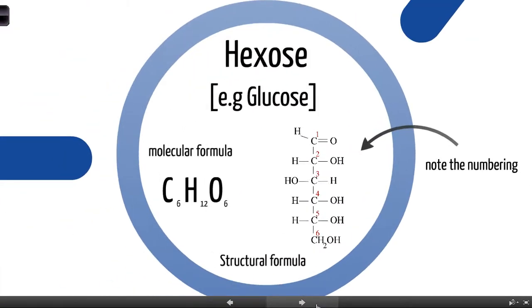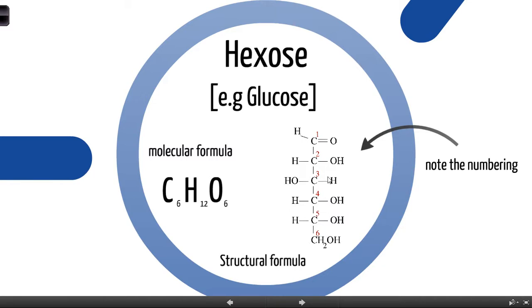So, glucose, a hexose sugar. Hexose just means 6. Hex, like hexagon. Hexose is a 6 carbon sugar. So its molecular formula, C6H12O6. If we write out its structural formula, it actually looks like this.